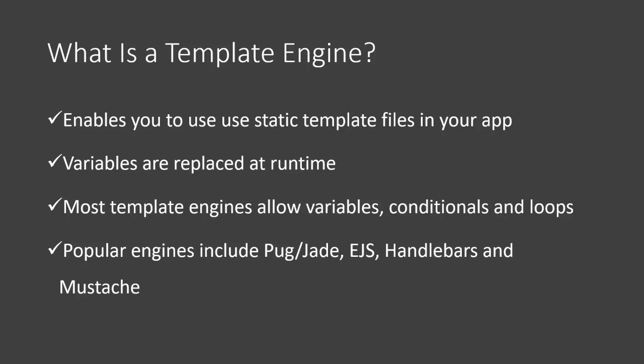Alright, so we can pass in and we can output dynamic variables right in the template. These values are replaced at runtime. What we'll often do is fetch data from an API or database and then pass that result into the view or into the template to be parsed. Alright, now most template engines will allow variables and conditionals and loops, so we can use some form of if statement as well as being able to loop through arrays and stuff right in the template. Some popular template engines include Pug or Jade, EJS, which is embedded JavaScript, Handlebars, and Mustache.